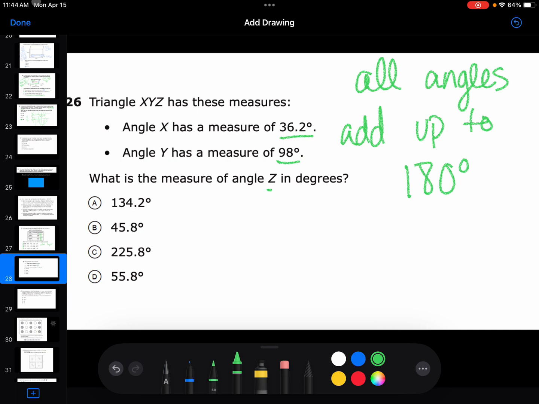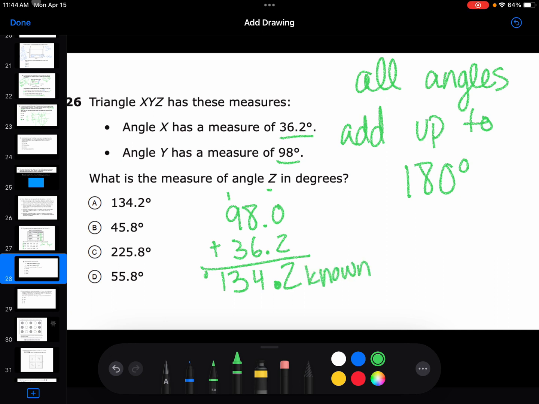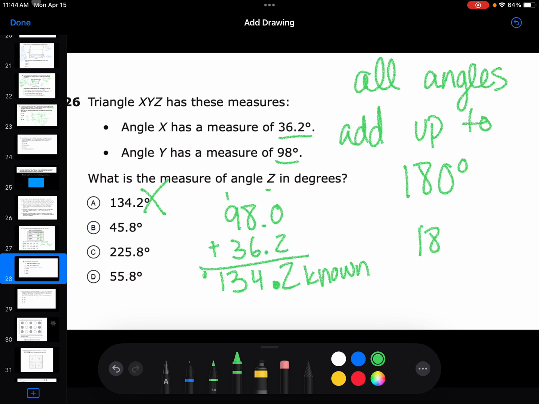And I'm going to make sure, since I'm adding, to line up my decimal points. And I'm going to add a decimal 0 just to make it look better. Then I'm going to add, bring down my decimal point. 8 plus 6 is 14. 9 plus 3 is 12, plus 1 is 13. So this right here is my known angles, right? It's not my answer, can't be A, because now I've got to take 180 and subtract 134 2/10.